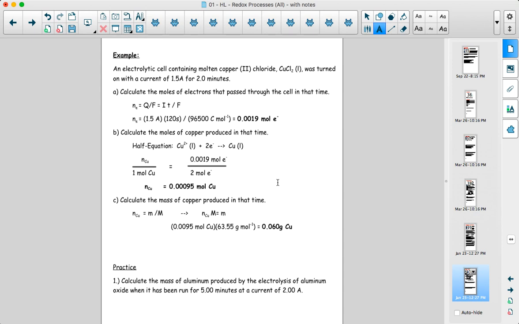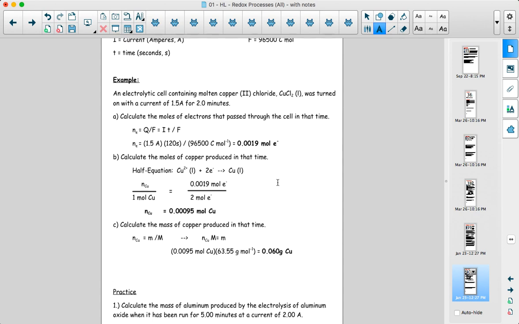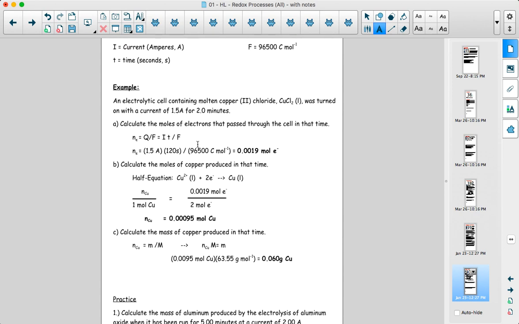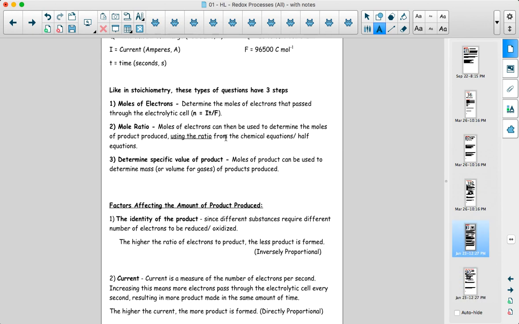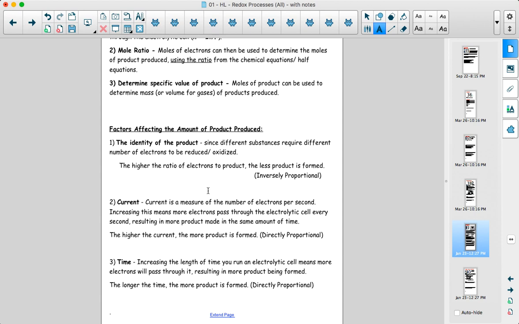So in the end, it's really just a stoichiometry application on electrolysis. The new thing is using the current and the time and Faraday's constant in order to get the moles of electrons. And on a conceptual basis, you should know how current, time, and the charge of the ion or the identity of the product affects how much product is formed.